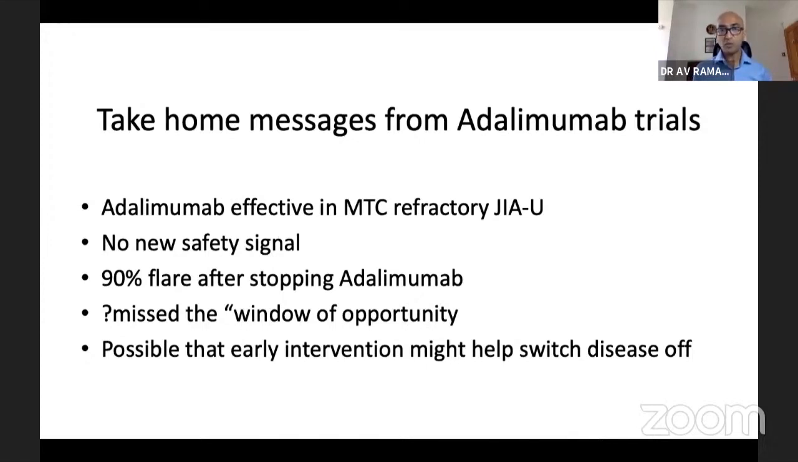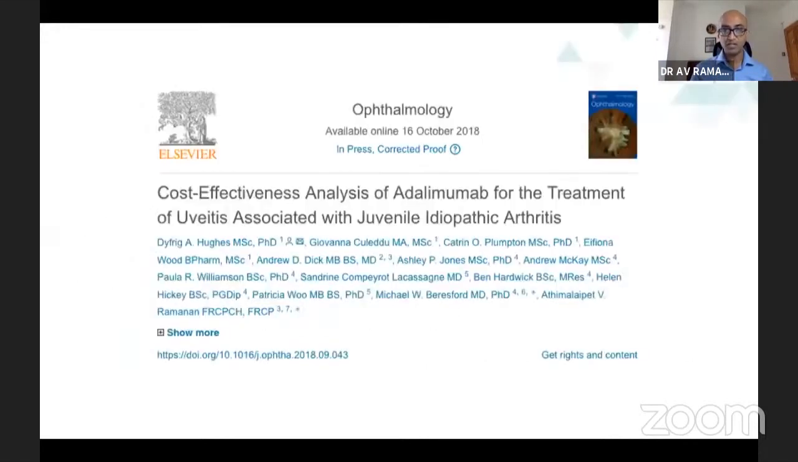We certainly know from the world of rheumatoid arthritis as well as in ankylosing spondylitis that early intervention might potentially help switch the disease off. Late intervention might control the morbidity, the ocular morbidity in this case from uveitis, but may not help you to immunologically switch the disease, which is why you're needing prolonged courses of a biologic.